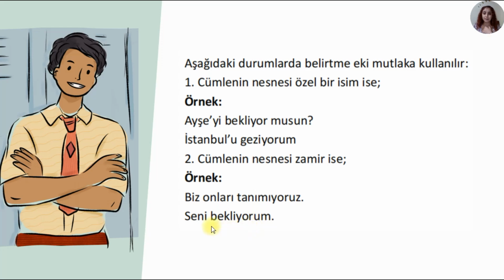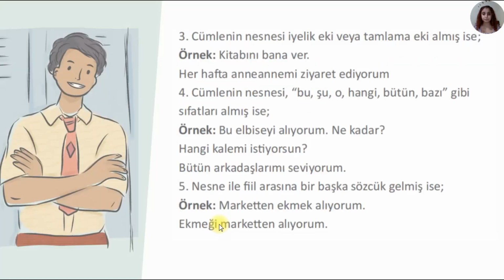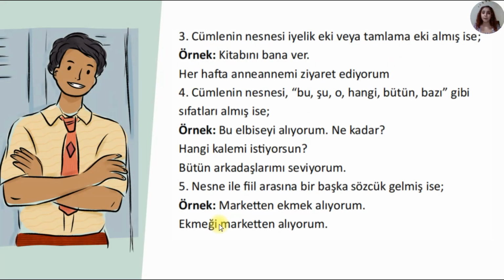Ben seni bekliyorum. These biz, siz, onlar, ben, sen, o, except as the subject of the sentence, require accusative in the sentence. If I say ben something something and a verb, and this something something is a pronoun, which is zamir, it will take the accusative case suffix. Okay. Third condition. This is one of the easiest ones because it is certain.